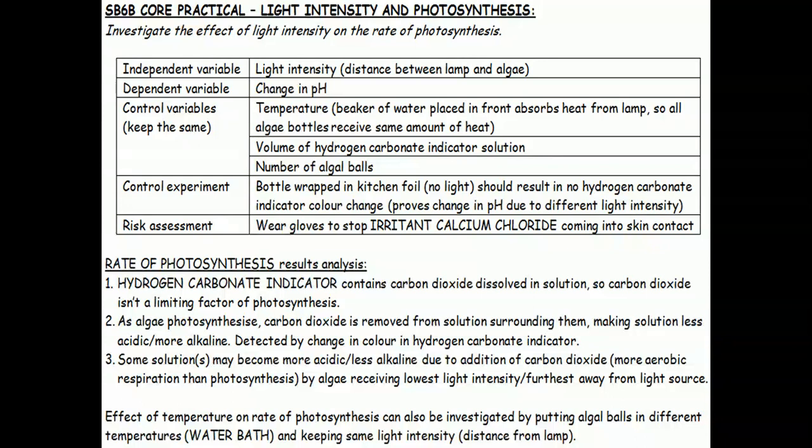That hydrogen carbonate indicator contains carbon dioxide dissolved in solution, so therefore carbon dioxide isn't a limiting factor. There's enough carbon dioxide. And the algae photosynthesize, removing the carbon dioxide, and that's detected by the change in color of the hydrogen carbonate indicator. And then you can see if it's become more acidic or less acidic due to the change in color. You could also do an investigation of the effect of temperature on the rate of photosynthesis using these algae balls, where you'd put the solutions in the container, and the container would be placed in a water bath. And here the control variable would be light intensity.